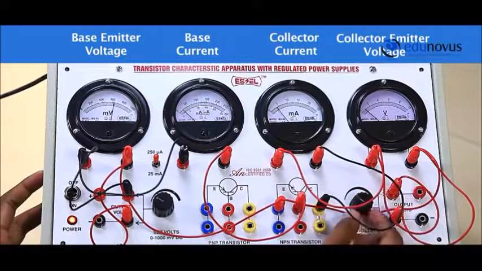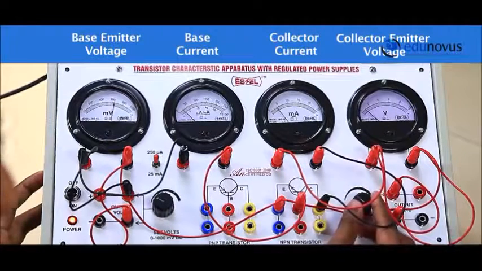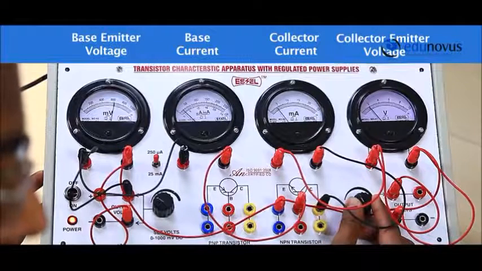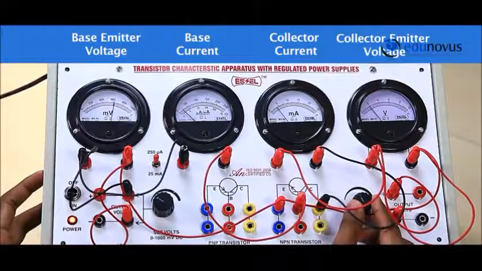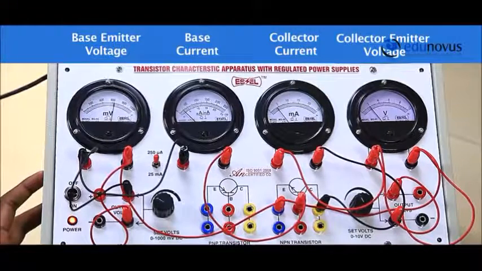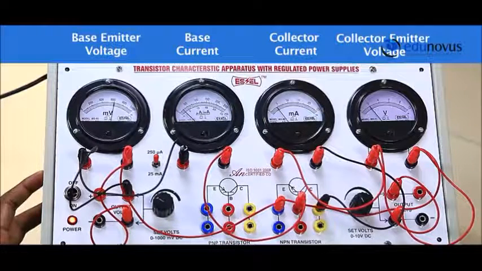So next, I will increase the collector emitter voltage to 2 volts. And again I check whether the base current is 25 microamperes. It is 25 microamperes. So now I can note down the collector current as it's again 4 milliamperes. Like this, increase the collector emitter voltage in steps of 1 volt and note down the corresponding value of collector current till you cover the entire range of the output voltmeter.